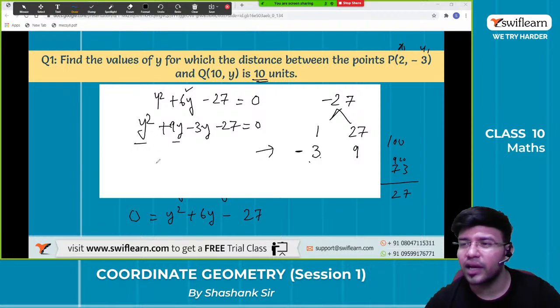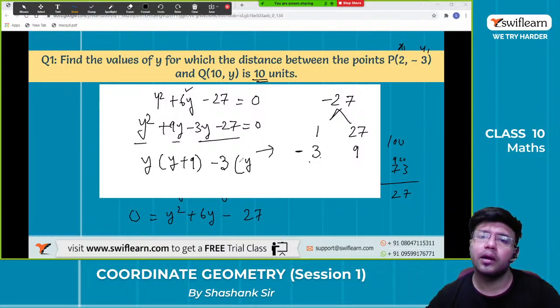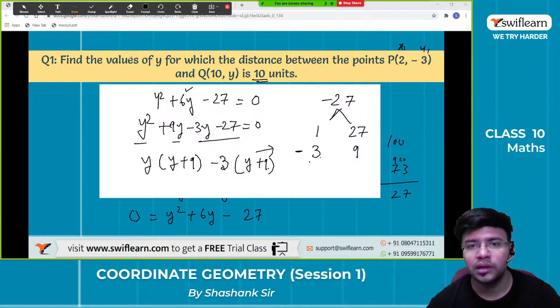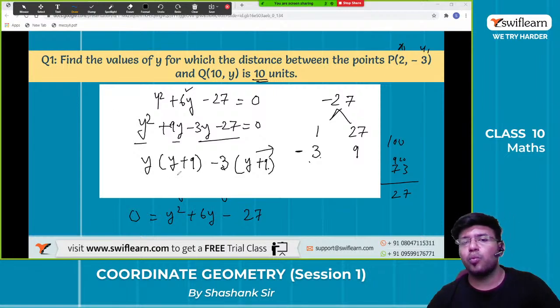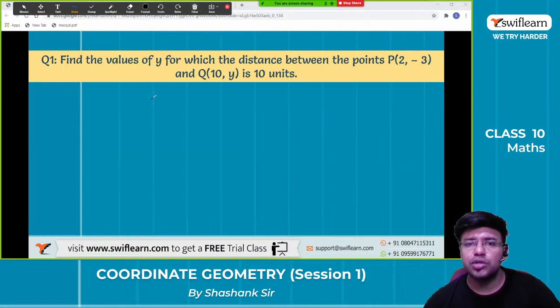And in this, what can we take common? We can take y as common, so we get y plus 9. And here, what can we take common? We can take minus 3 as common. So y, and minus 27 divided by minus 3 is 9, plus 9. Minus 3 into 9, we get minus 27. So y plus 9, y minus 3 is equal to 0.